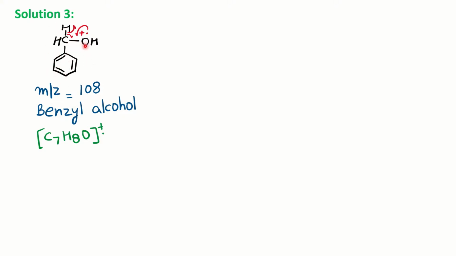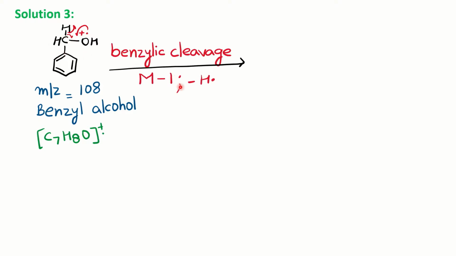Since we are talking about alcohol, CH2 is having OH. So C6H5CH2OH is benzyl alcohol. And if you calculate the mass for this C7H8O, mass is 108. The radical cation is on oxygen, and alpha cleavage is the same as alpha cleavage for aliphatic compounds. So you can notice here by benzylic cleavage, it is loss of hydrogen, M-1.